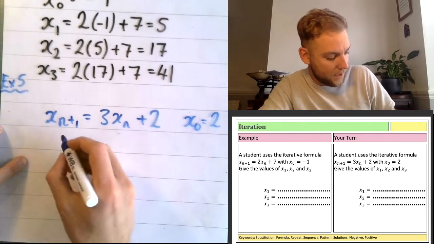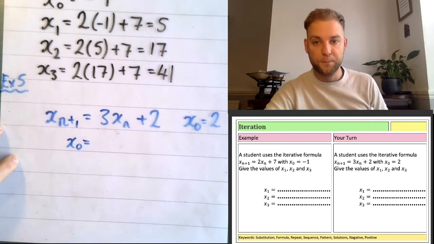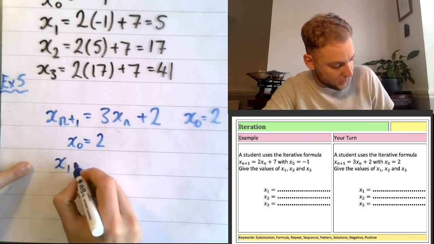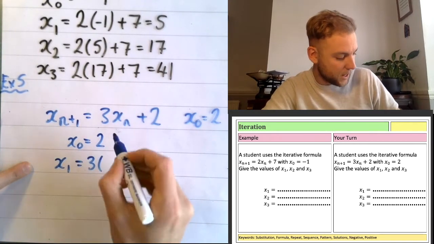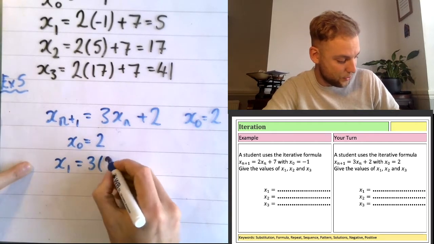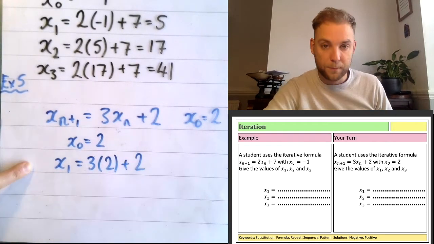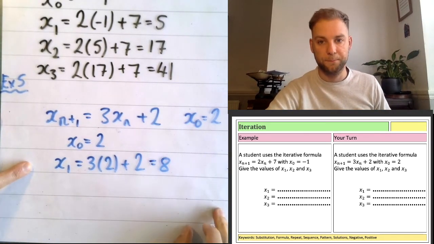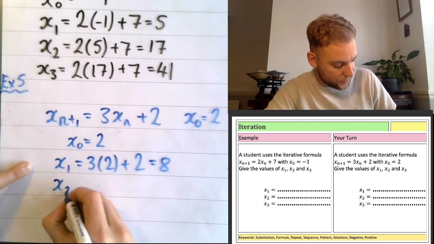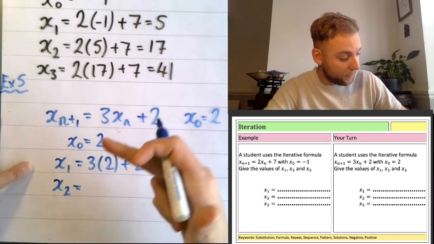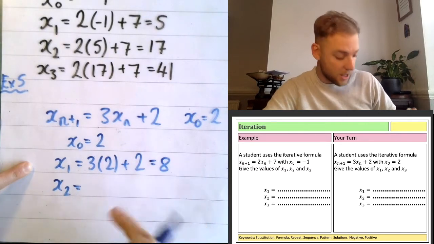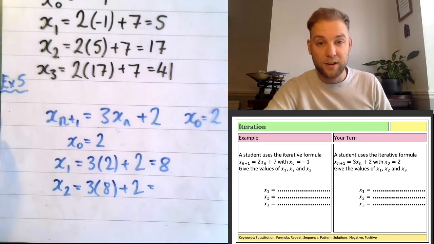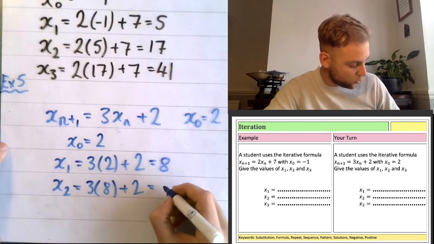So if I start with x of 0, which I know is 2, my next term, x1, is equal to 3 times my previous term, which in this case is 2, plus 2. So 3 times 2 is 6, plus 2 is 8, so there's your first one. Next one, x of 2 is equal to 3 times my previous term plus 2. Now my previous term has changed. My previous term is now 8, so it's 3 times 8 plus 2. So 3 times 8 is 24, plus 2 is equal to 26.